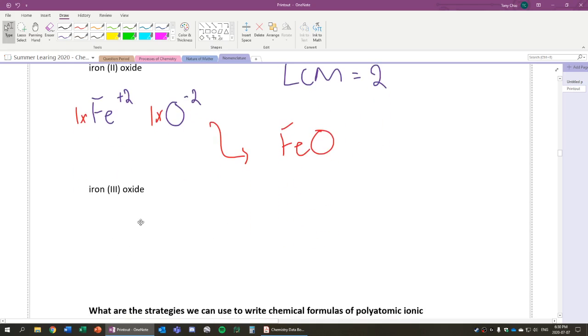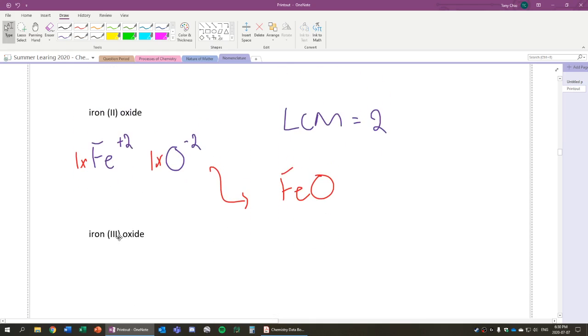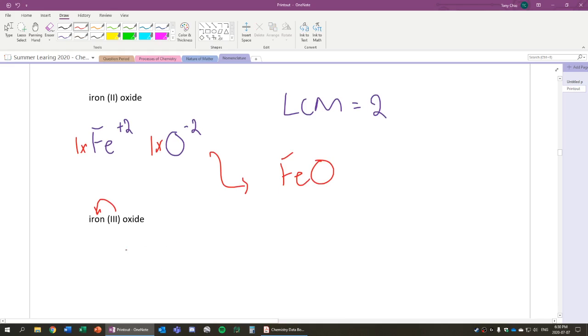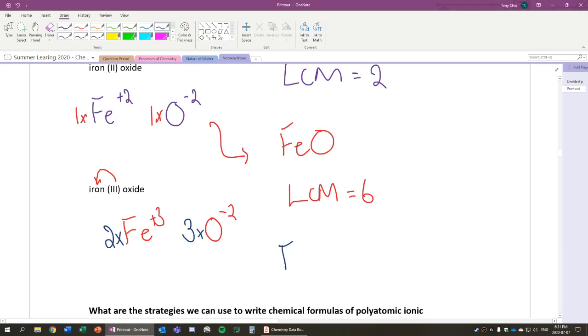But what happens if I change iron's charge by 1? Now it's iron 3. By doing that, you actually change its whole chemical formula. Now you're going to have Fe +3, and oxygen still is -2. So your LCM now is no longer 2, it's now 6. So I need 2 irons, but 3 oxygens to make them balance. So this is now going to end up being Fe2O3. That's a different chemical in itself. Alright?